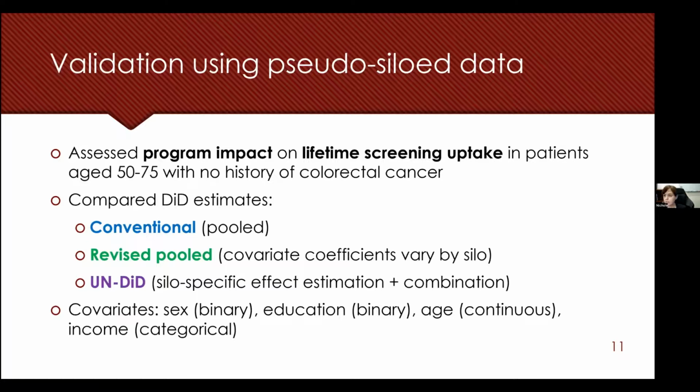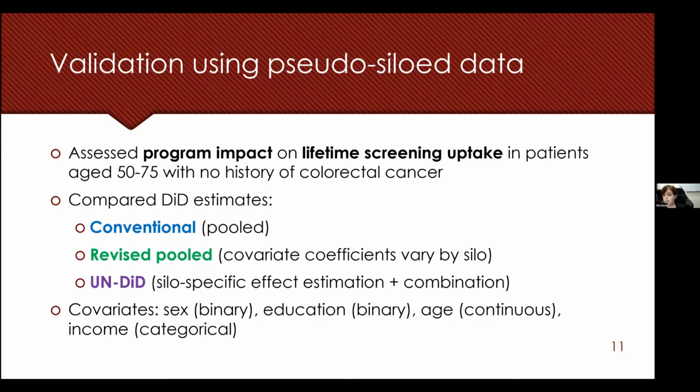We compared a few different difference estimates. First, we started with the conventional diff and diff, because again, this is a data set where we have everything all together by design because it's CCHS, so we could very easily generate that conventional diff and diff estimate. We then, as a middle ground, ran a revised pooled estimate. So again, this is where you allow the coefficients on the covariates to vary by silo, or by province in this case. And we ended with this novel approach, this UNDID method that we've developed.